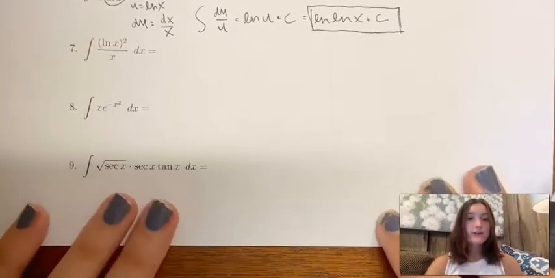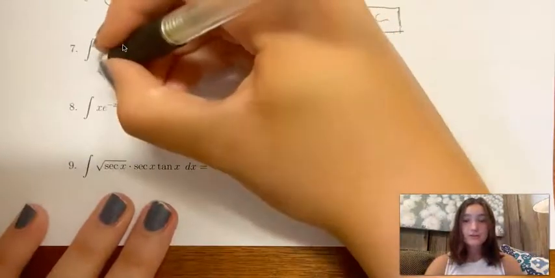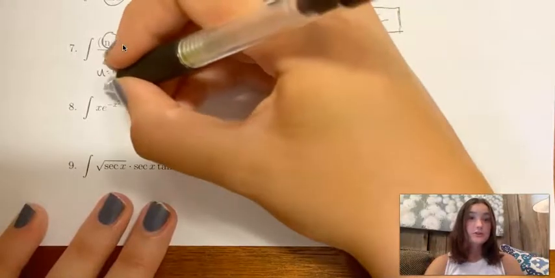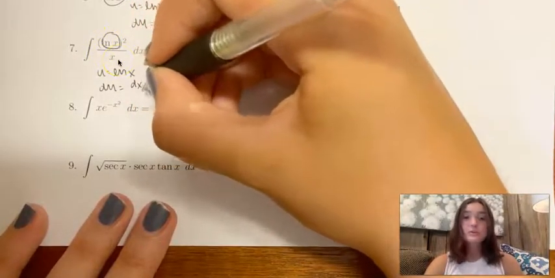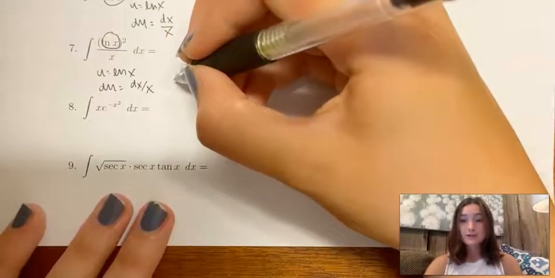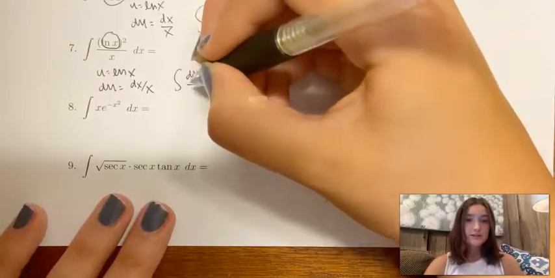All right, on number 7, those parentheses, that exponent, those are all clues that our u is going to be ln of x because it's inside other functions. So we also have that 1 over x that shows up somewhere else in the problem. And remember, just like on the previous one, the derivative of ln of x is 1 over x. And since it shows up, that's another clue that that's our u. So our du is dx over x.